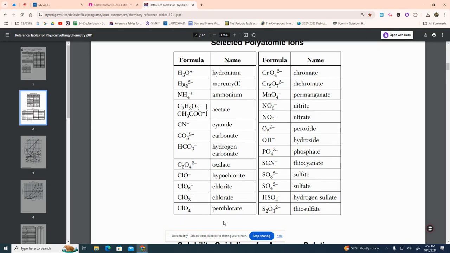They got that charge either by gaining or losing electrons, just like a regular ion would do, except now we have a group of atoms that have gained or lost electrons. So there are a couple of them that are very popular, the ones that we use most of the time.